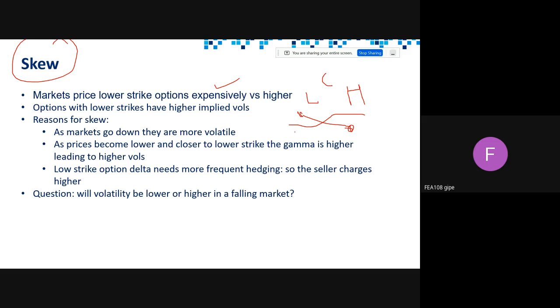Sorry, this should be a horizontal line. The skew is nothing but if this is low, this is high. And if this is at this level, the vol is at this level, this vol will be at this level. I'm just making it up. So this is called a skew.